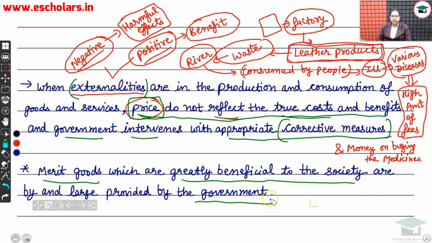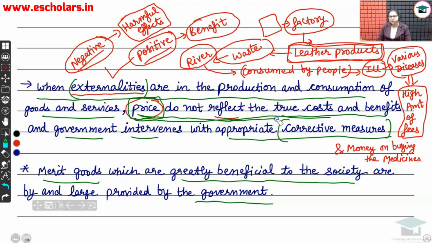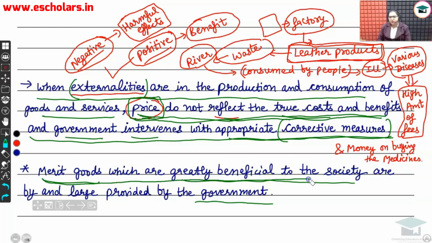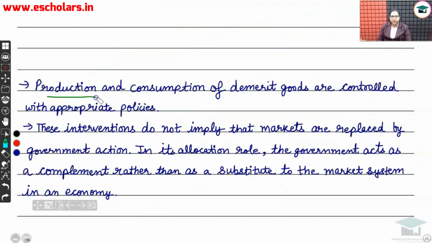Okay. So the examples of merit goods are education, healthcare, etc. Let's recall it. When externalities are in the production and consumption of goods and services, prices do not reflect the true costs and benefits, and government intervenes with appropriate corrective measures. Next, merit goods, which are greatly beneficial to society, are by and large provided by the government. Also, students, the production and consumption of demerit goods are controlled with appropriate policies.